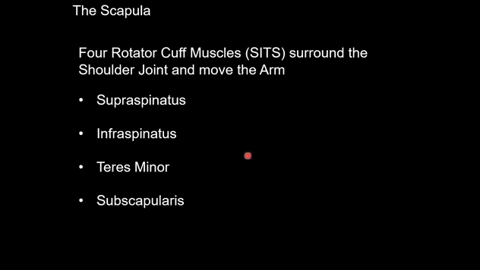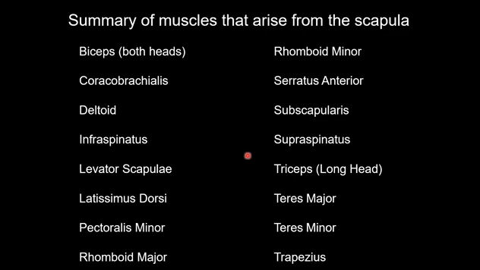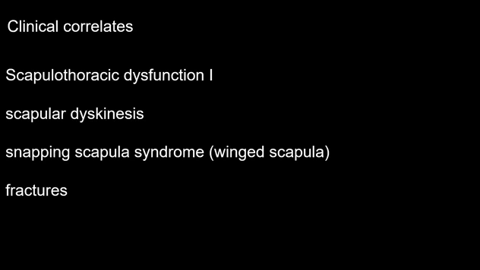Take note of these muscles, but the other ones that also arise from the scapula, just to give a summary of it: the biceps, the heads, the deltoid, latissimus dorsi, pectoralis minor, rhomboid major and minor, and of course, trapezius and serratus anterior. Of course, any of these muscles can have some kind of muscular weakness, but let's focus on the bone.